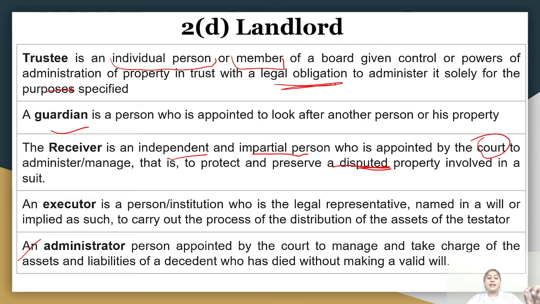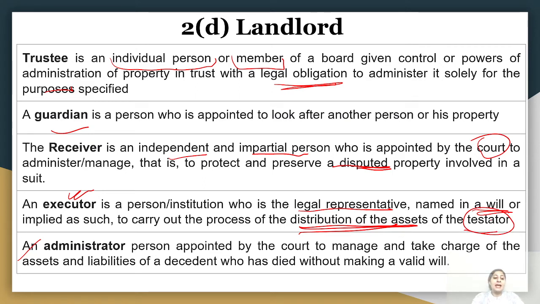The next two terms, that is the executor and the administrator, are used with respect to will. In case a person has clearly stated in his will that so and so person will be appointed for distribution of assets, in that particular case they are called the executor. So an executor is a person or institution who is the legal representative named in a will or implied as such to carry out the process of the distribution of the assets of the testator, the person who made the will.